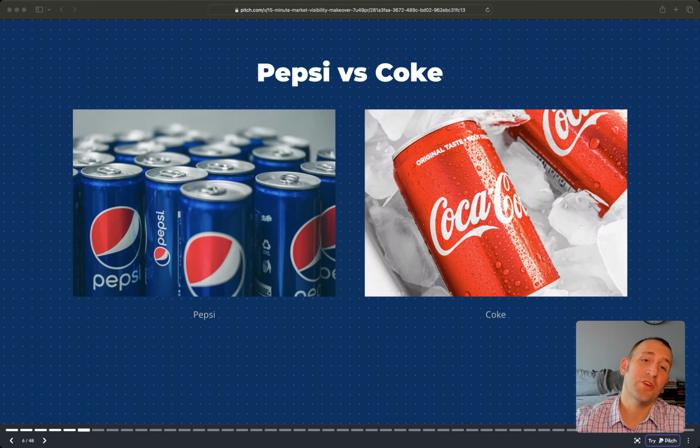Pepsi versus Coke. Coke held the soft drink category for years, but then Pepsi took some ground a few years back when they created a subcategory of soft drinks targeting a specific demographic with their Pepsi Generation, going after the younger crowd at the time.